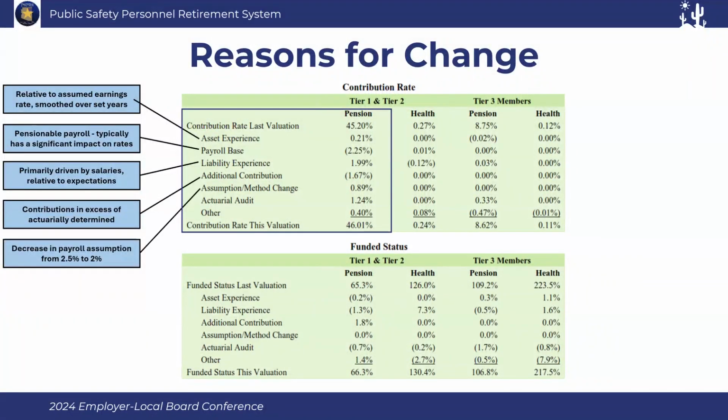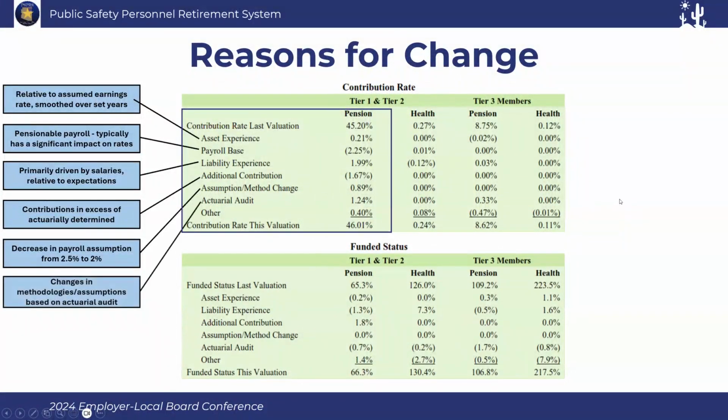And there's a lot of justification and reason for that, mostly because, particularly for tier 1 and tier 2 PSPRS, those are closed plans and we aren't seeing new entrants into them. So we can't expect payroll to increase as substantially as it would have in the past to help finance the cost of those benefits. But that's where you'd find the assumption or method change and its impact on the contribution rate.